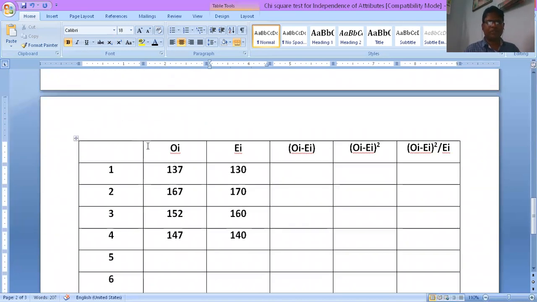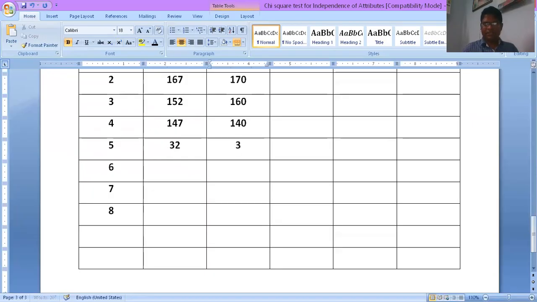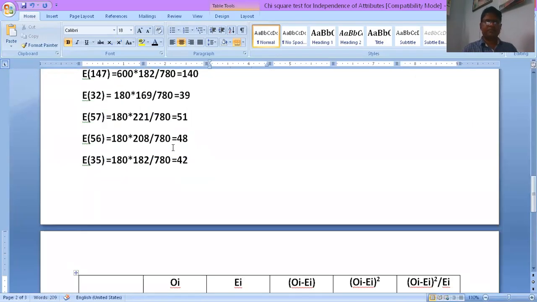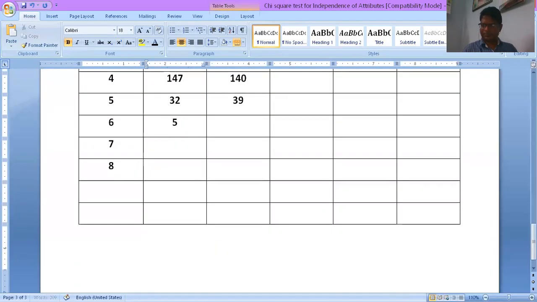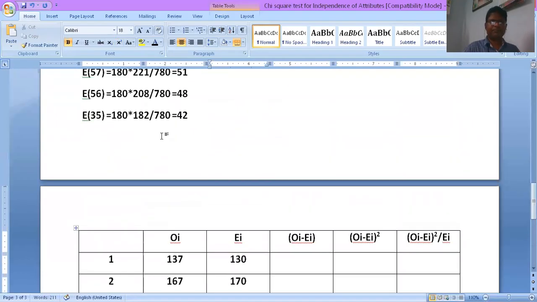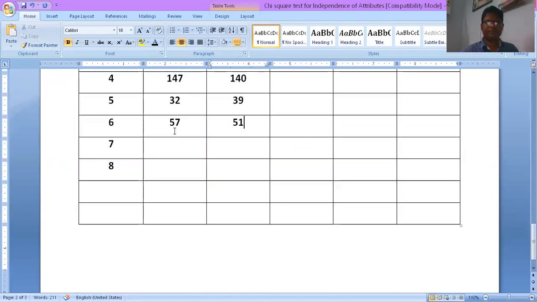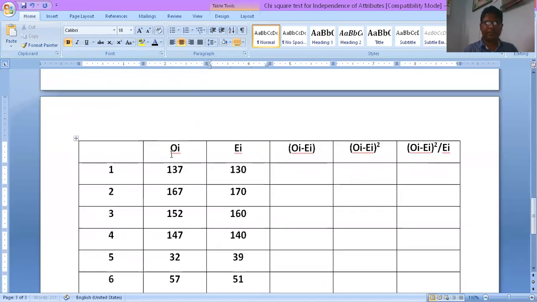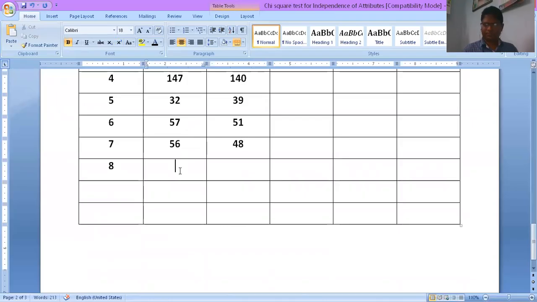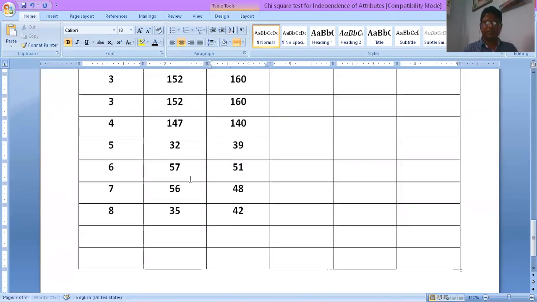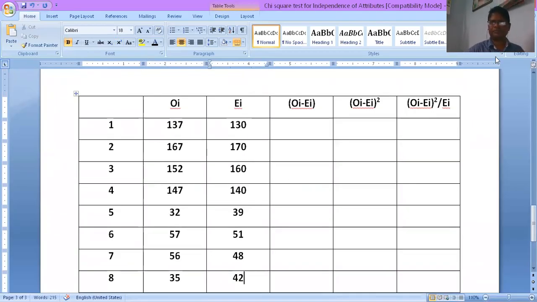And for 32, the value is 39. For 57, it is 51. 56, 48. 35, 42.